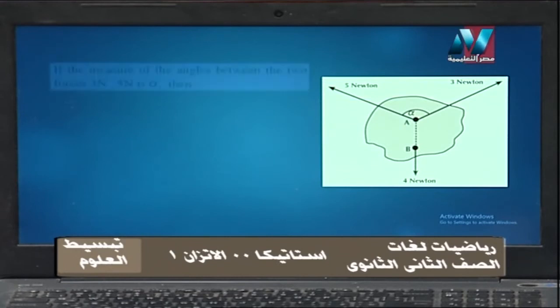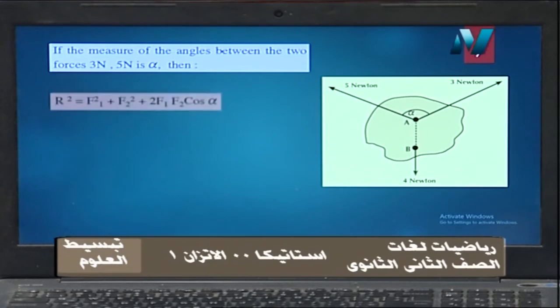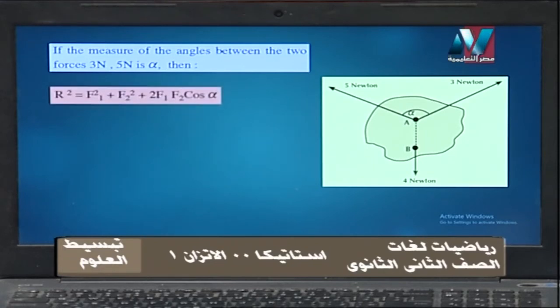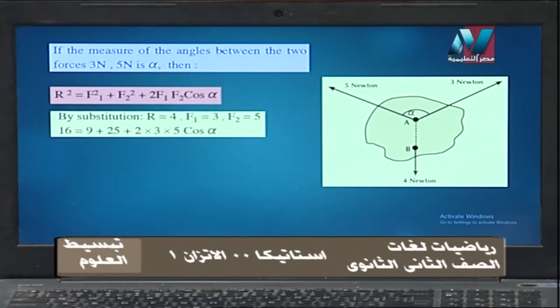So we have here the same question. If the measure of the angle between the two forces 3 N and 5 N is alpha, then by applying this rule, R squared equals F1 squared plus F2 squared plus 2 F1 F2 cosine alpha, and substituting R equals 4, F1 equals 3, F2 equals 5, we will get 16 equals 9 plus 25 plus 2 times 3 times 5 cosine alpha. So 30 cosine alpha equals negative 18.